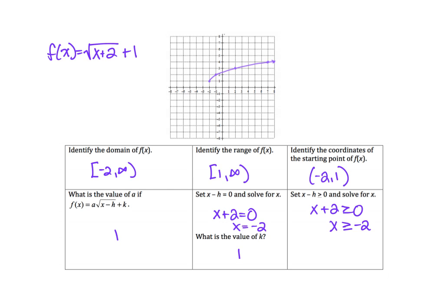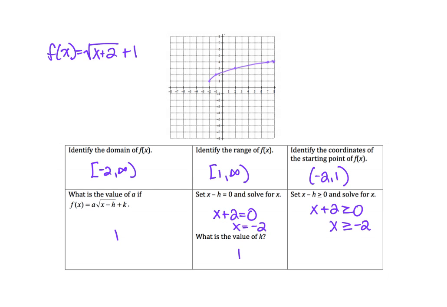Now, all of this information is meant to tell us something. Notice, -2 is x here. Once I set my radicand equal to 0 and solve for x, I get -2, and my k value is 1. Notice that this x value matches my starting point. This value of k is the same as the y value of my starting point.